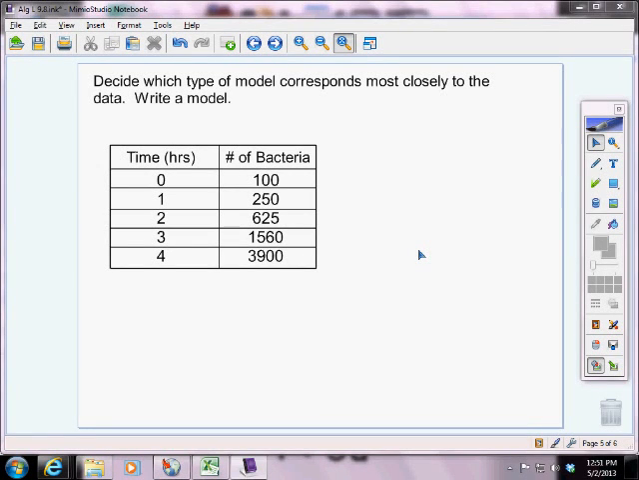Let's take a look at another example of how we can write models for linear, exponential, and quadratic functions. Decide which type of model corresponds most closely to the data and write a model. So remember, the very first thing we're going to do is decide which model it is. We do that by graphing the points. Sketch a graph and see, is it a linear, exponential, or quadratic model.